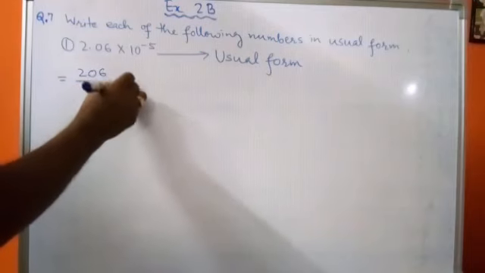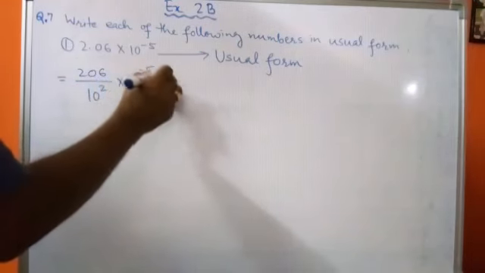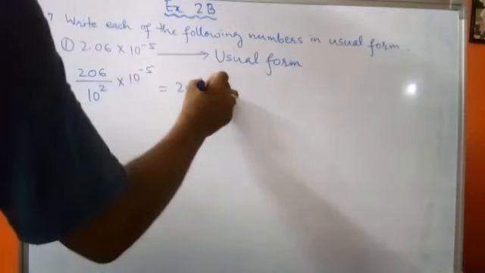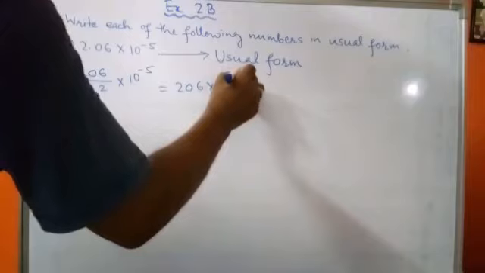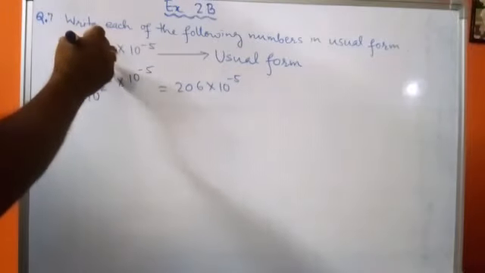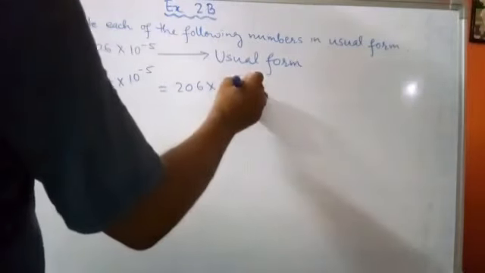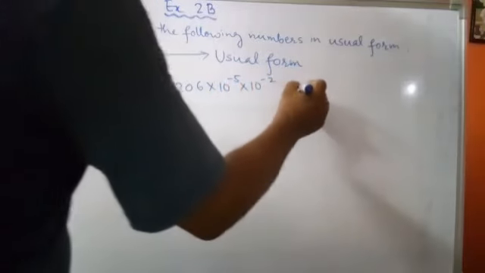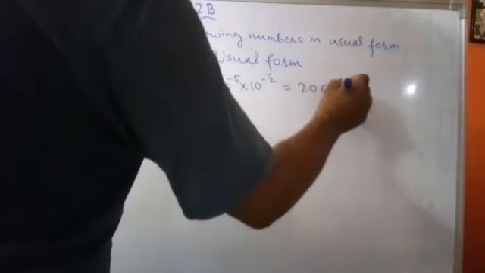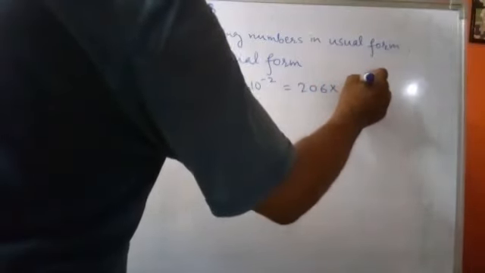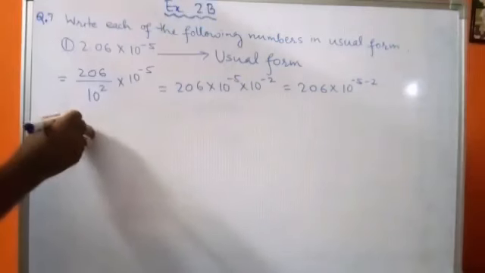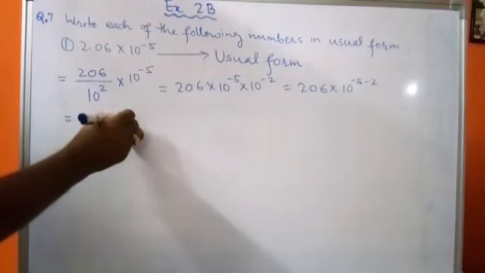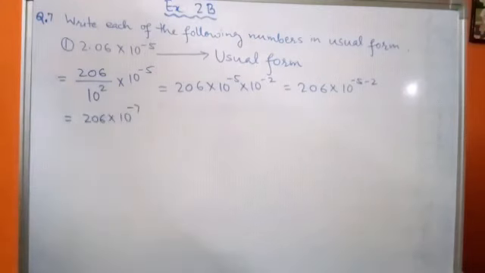into 10 to the power minus 5, which is equal to 206 multiplied by 10 to the power minus 5. This 10 to the power 2, whenever shifted to the upper side, will become 10 to the power minus 2, equal to 206 into 10 to the power minus 5 and minus 2, which is equal to 206 into 10 to the power minus 7.